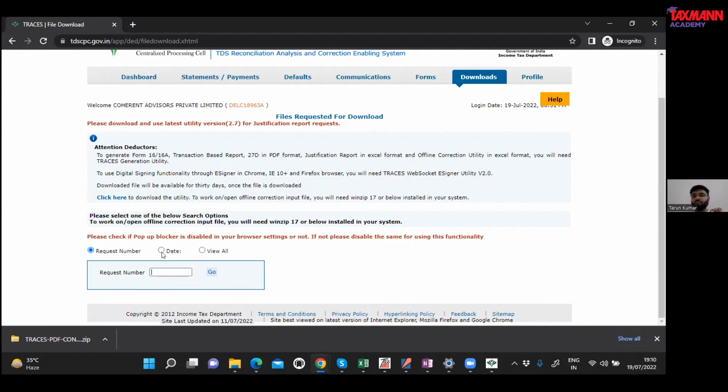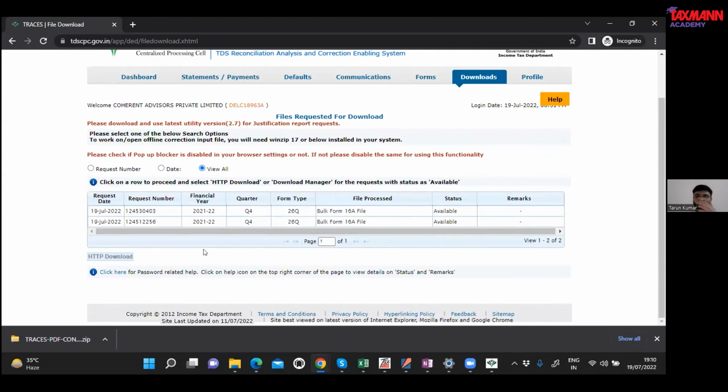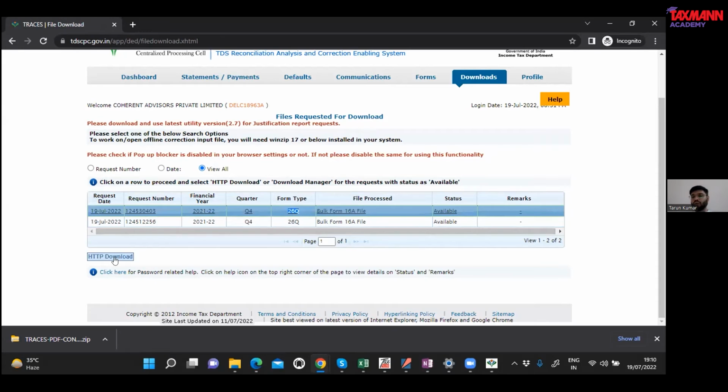The other option is you can mention the date. It will show the date on which multiple requests, if any, were submitted. I'll select view all. Today we have submitted these two certificates. Both the requests are processed, so my forms are available and ready to download. I need to click here, select the row, and then click on the HTTP download.